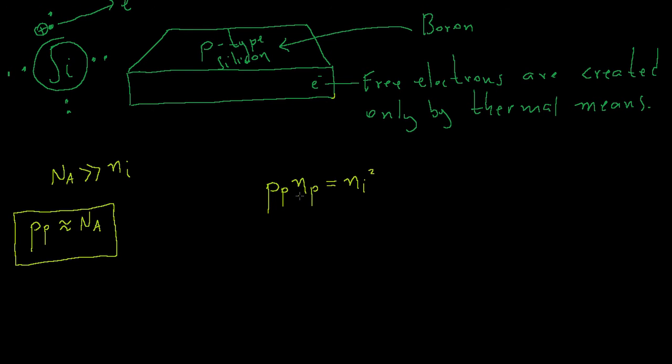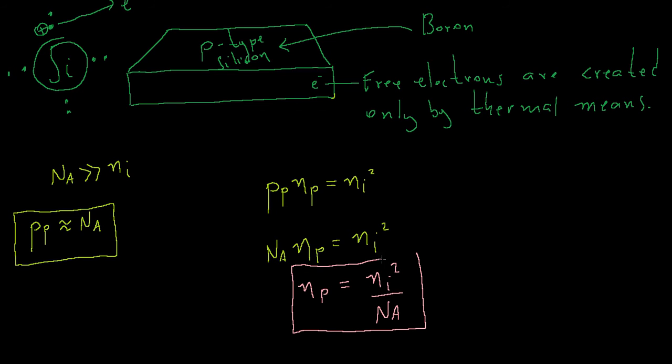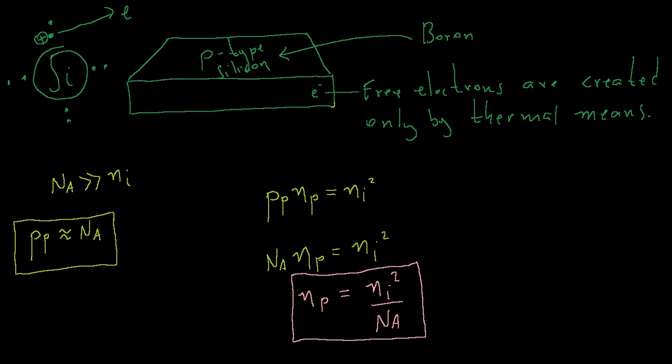And so if you use this formula, then you can replace P sub P by Na. So you have Na times N sub P is equal to Ni squared, and therefore the concentration of free electrons is going to be equal to Ni squared over Na. So this is just so you can find out what is the concentration of electrons for a P-type semiconductor. Okay, so this is P-type semiconductor.